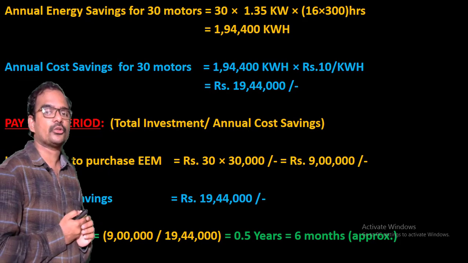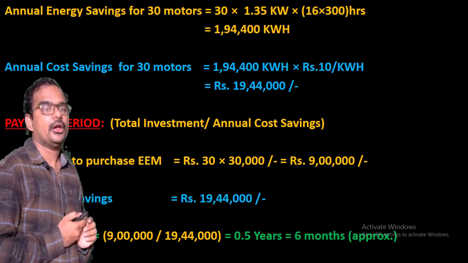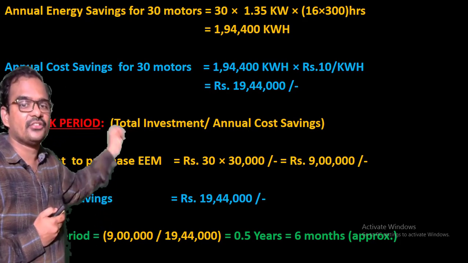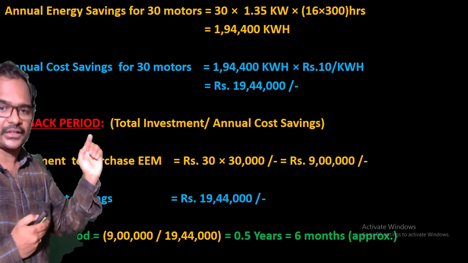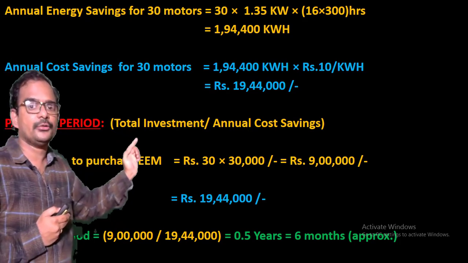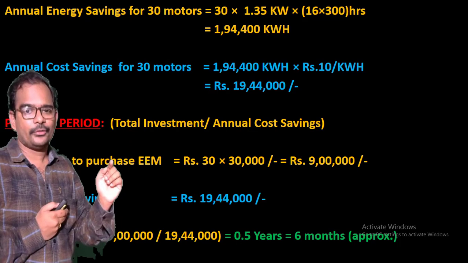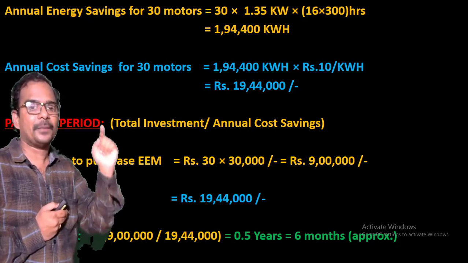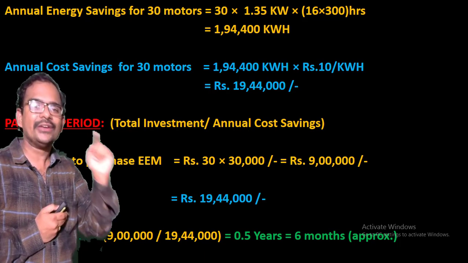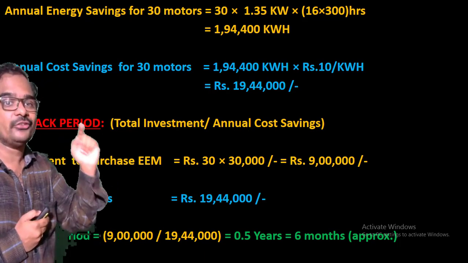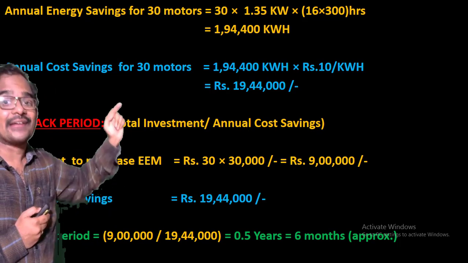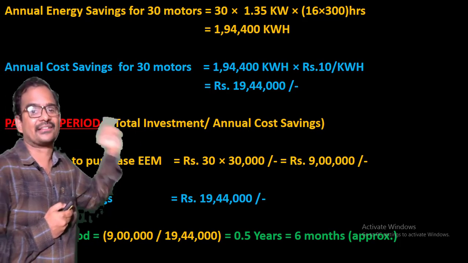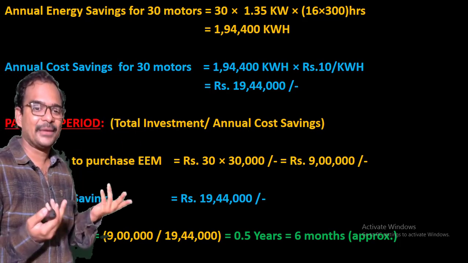Now let's calculate the payback period. What is the payback period? Total investment divided by annual cost savings. What is the investment to purchase the energy efficient motors? Each motor is 30,000. There are 30 motors, so 30 into 30,000 will be 9 lakhs. How much investment have I made to purchase the energy efficient motors? Only 9 lakhs. But what is the annual cost savings I got? 19.44 lakhs.